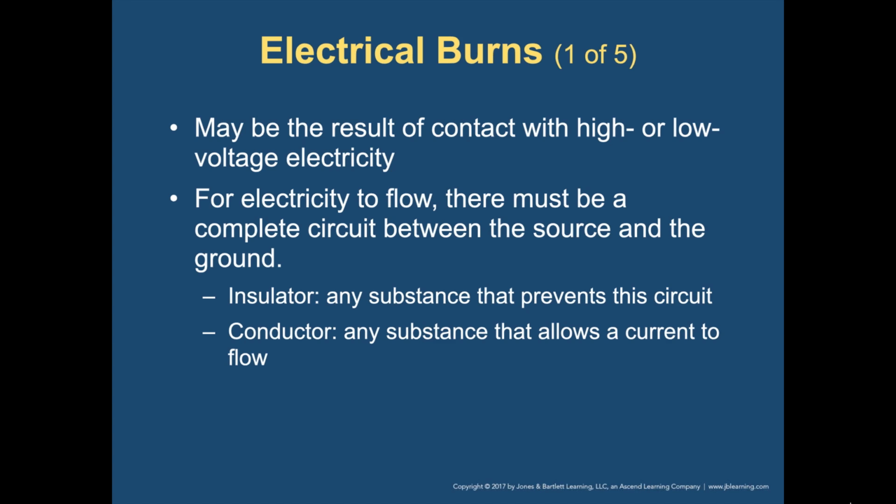But anyway, I digress. For electricity to flow, there must be a complete circuit between the source and the ground. We have insulators and conductors. Your insulator is any object that prevents the circuit from being completed. Rubber is a fantastic insulator. Conductors are any surface or substance that allows a current to flow through it.